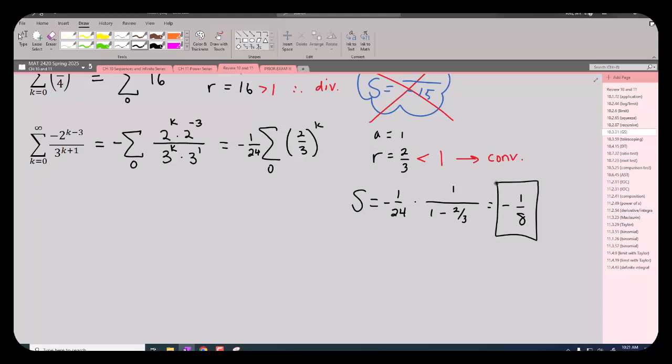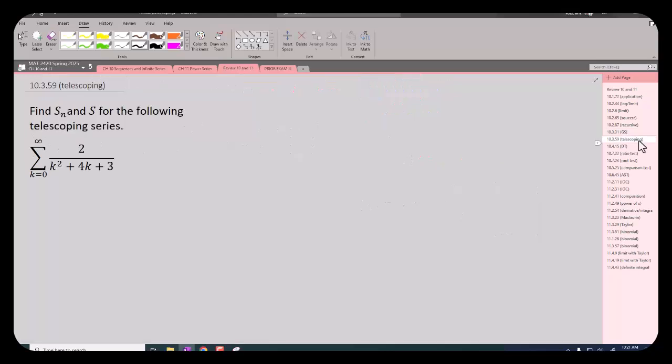Geometric series are exponential functions. Power is where the change is happening. The k is up in the exponent position. So geometric means exponential. All right, let's do a telescoping one.